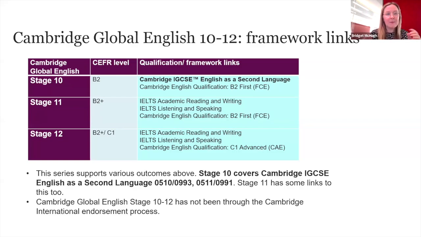And then stage 11 bridges upwards from Cambridge IGCSE ESL and provides this link towards further study and academic study, equipping students with these skills that they might need to go on to have success at university. So we've got IELTS academic reading and writing task types and IELTS listening and speaking task types in stage 11 and 12. And some Cambridge English qualification links as well. So with B2 First and C1 Advanced.